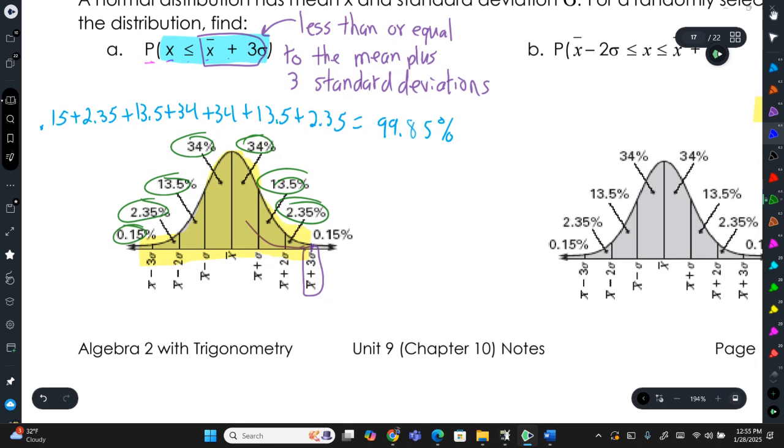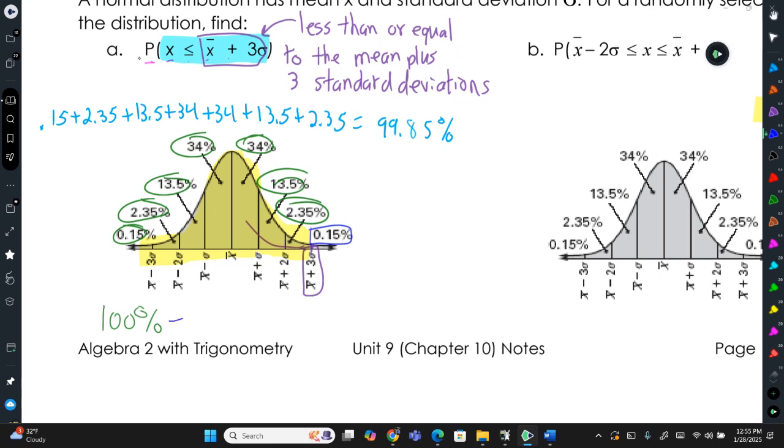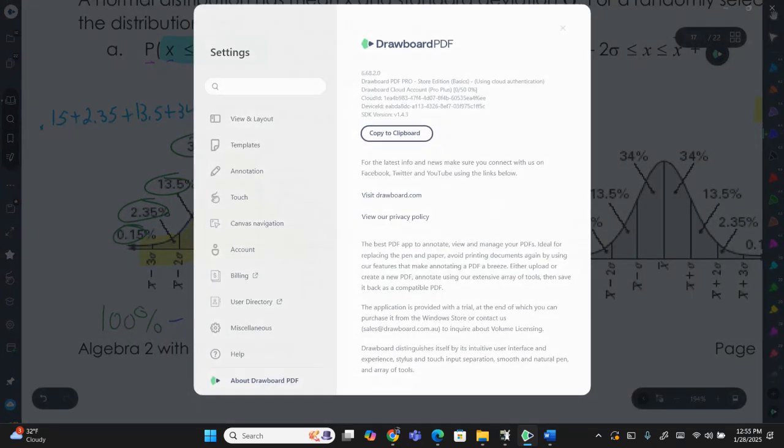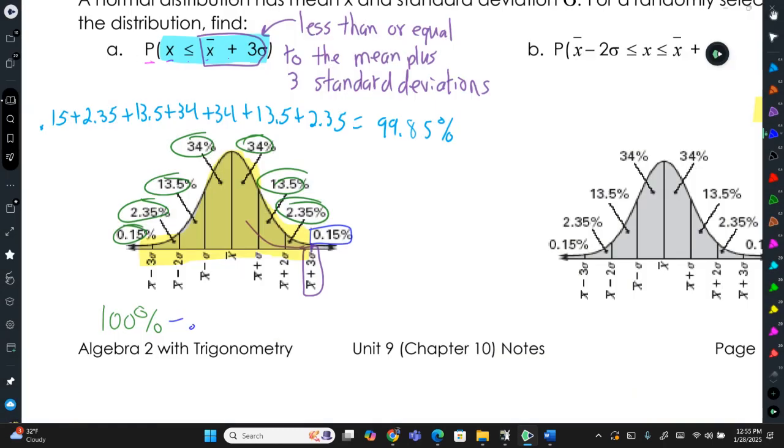What we could do instead is know that it's 100% under the curve. We know that we highlighted everything besides this one right here. So if we do 100% minus what we didn't highlight, minus 0.15, that gives us 99.85. So using the complement is sometimes easier than doing what we were asked to do. Instead of adding all of that, we could have just used the complement.